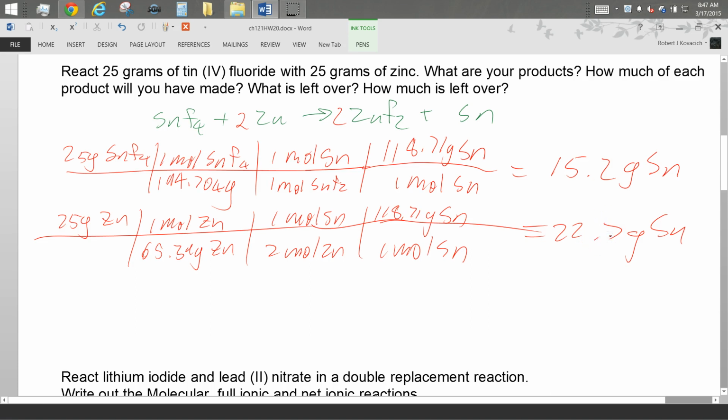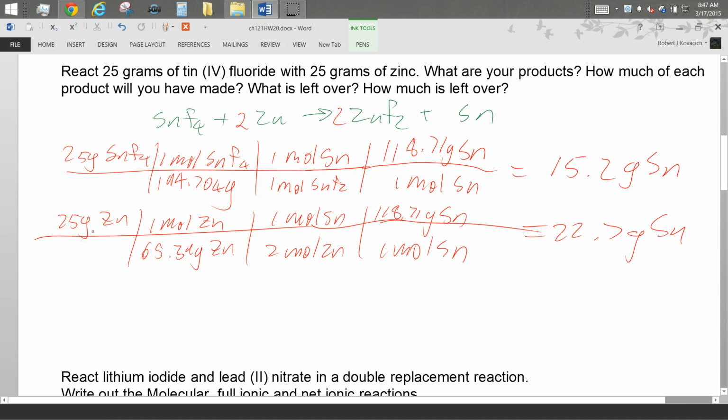22.7 grams. All right, cool. So what did this just do for me? Told you what your limiting reagent is. Okay, let me ask that differently. That second calculation by itself does what? Tells you that you can only make 22.7 grams of tin with 25 grams of zinc if you have enough tin 4-fluoride. You can make 22.7 grams of tin if you've got 25 grams of zinc and as much tin 4-fluoride as you need.